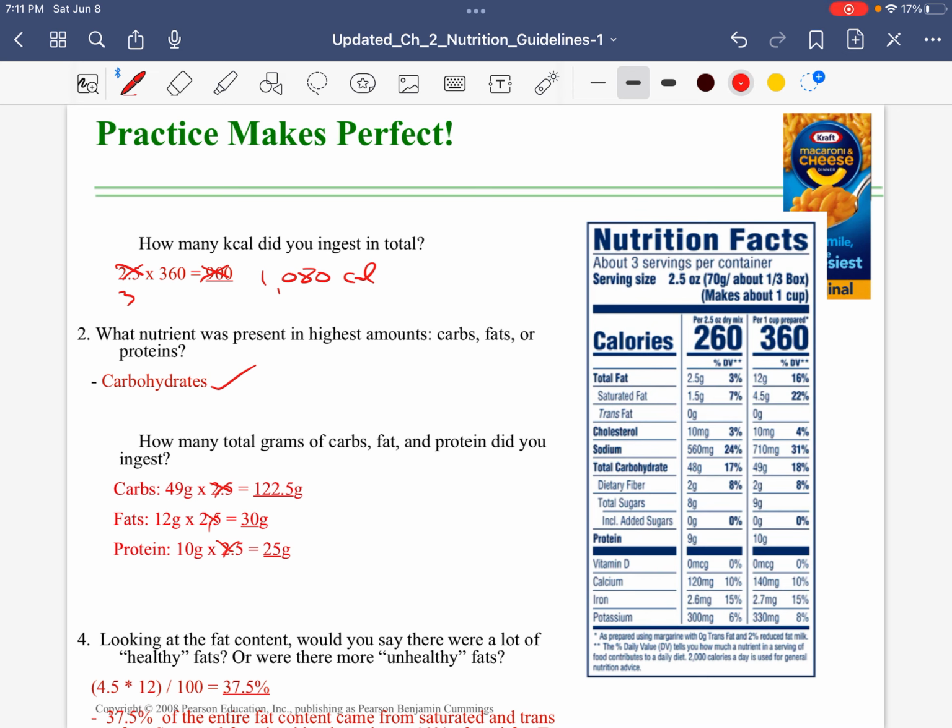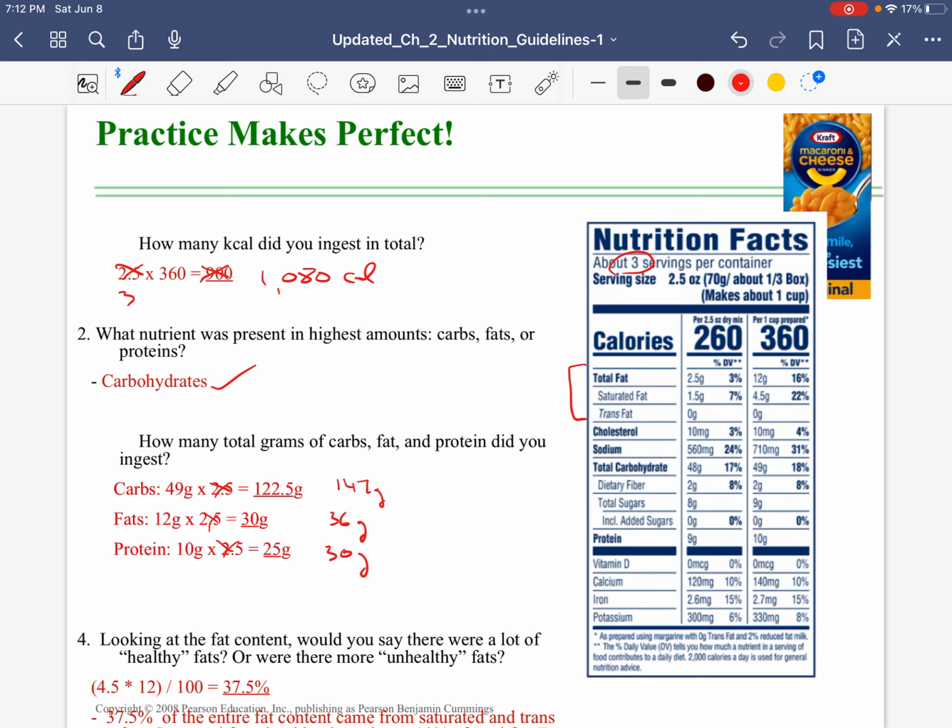So how many grams of total carbohydrates? 147. That's a lot for one box of food. We do 12 grams of total fat times 3, I don't even need a calculator for that. That's 36 grams. And then we do 10 times 3 is 30 grams. My apologies for that. It should be multiplied by 3.